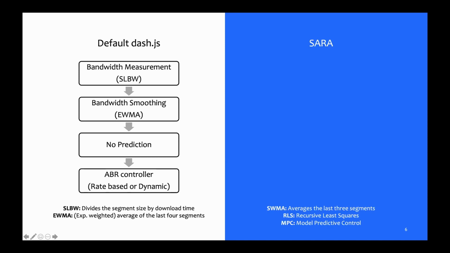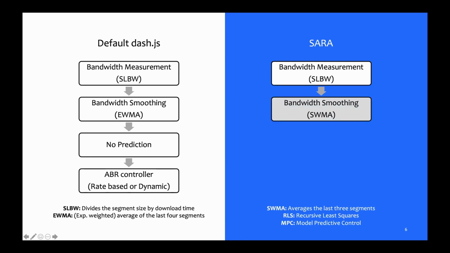For SARA, size-aware rate adaptation, we measure the bandwidth the same way, but we use a different smoothing algorithm, which we think works better. That's not exponential weighted moving average, but just a simple arithmetic average over the last 3 samples. But we do have this very critical component called bandwidth prediction. And we have 2 different approaches for it. You can pick either one. And this prediction takes the input of the smoothing component and then gives you a predicted bandwidth for the next step.